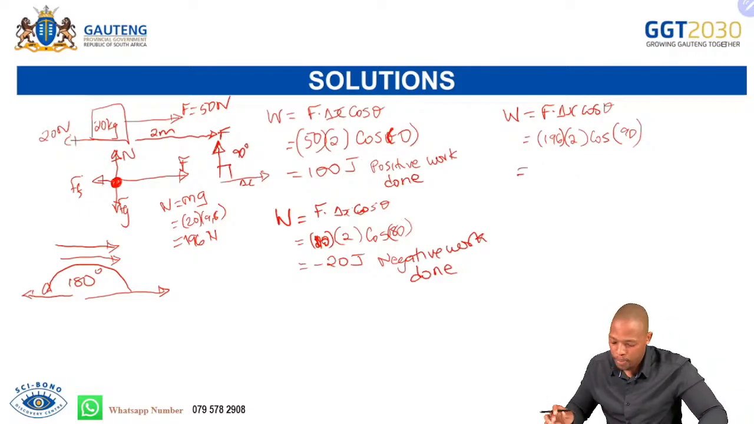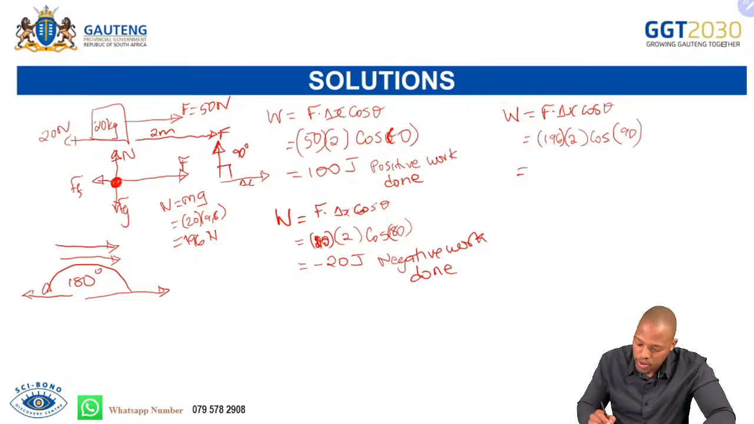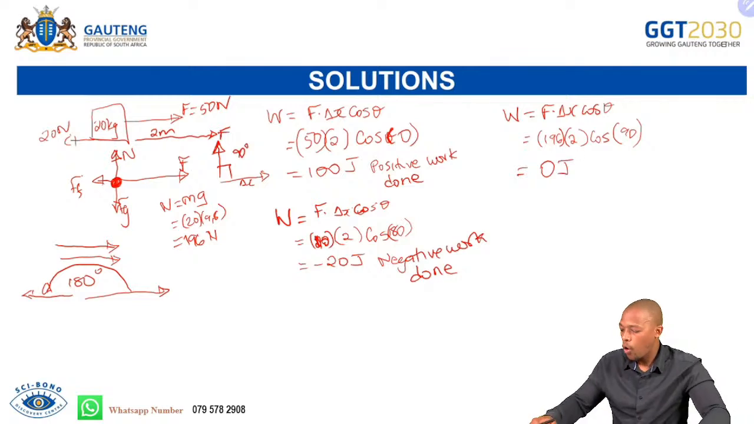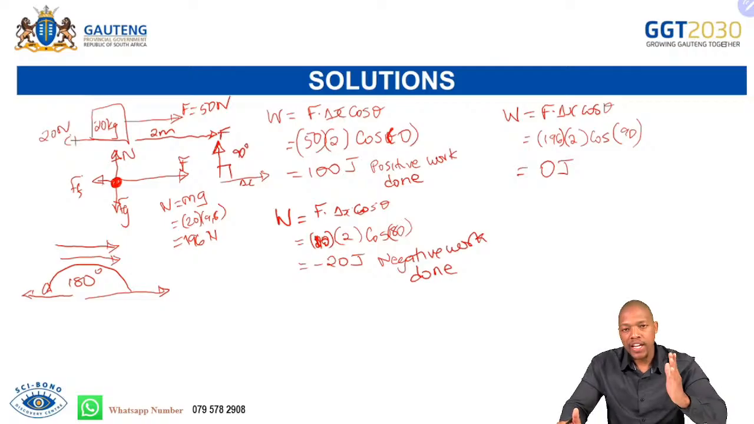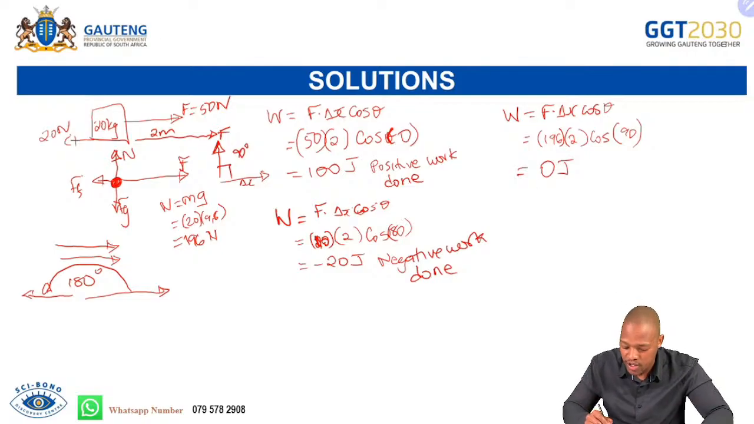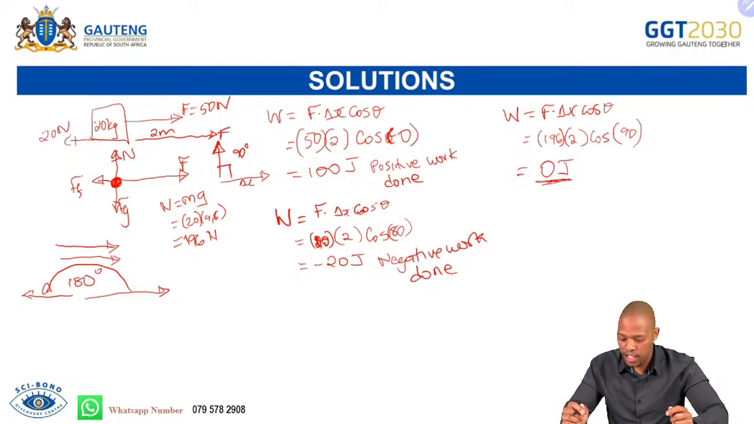So then you put that into your calculator. You should get a 0. Let's confirm that quickly. Cos 90 degrees. You are going to get 0 joules of work. So that tells us that if the force in question is at 90 degrees to the displacement, then there is no work done. This is a very, very important concept, grade 12. What I've just shown you here is a conceptual question that could be asked, and it could be asked in different ways. So be careful, pay attention to it.